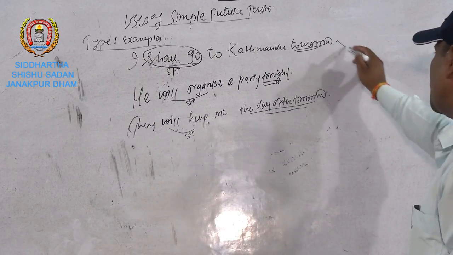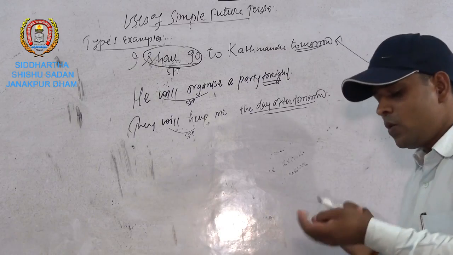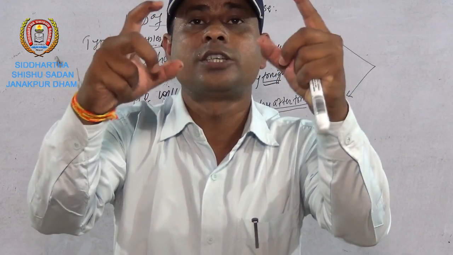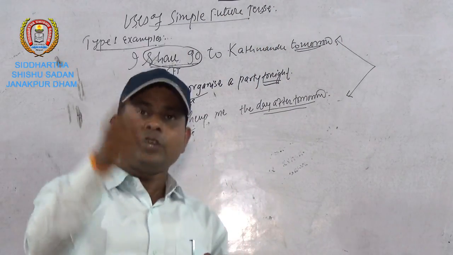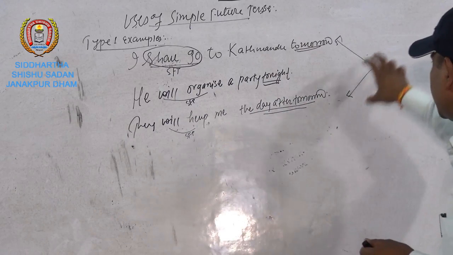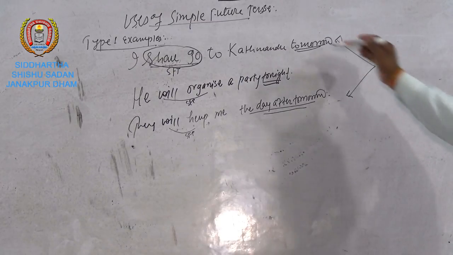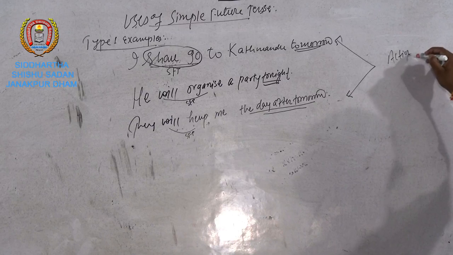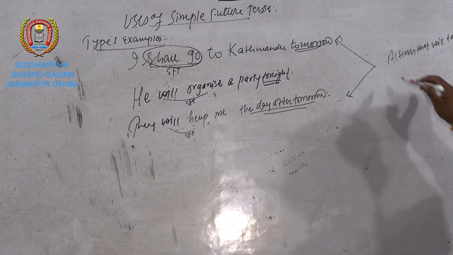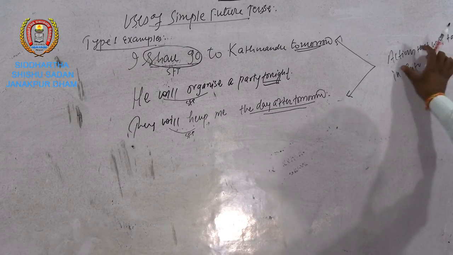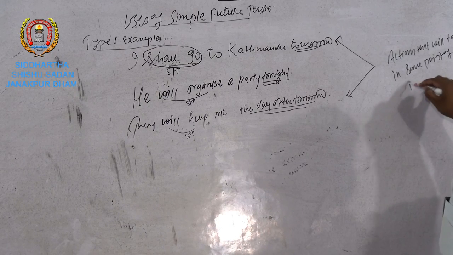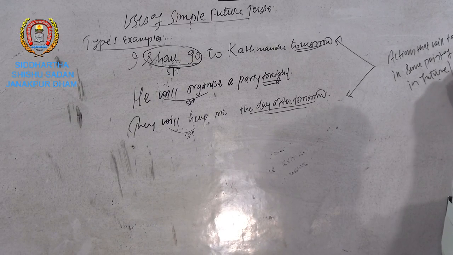So, what's the conclusion now for you? Dear students, you must know now, simple future tense is used with actions that will take place at some point of time in future, and then you will get future time adverbs. Okay, so let's write over here what you understood. Simple future tense is used with the actions that will take place at some point of time in future, or after the time of speaking.